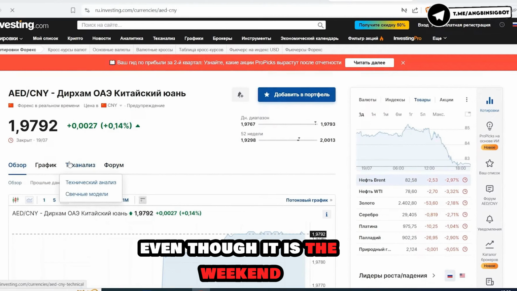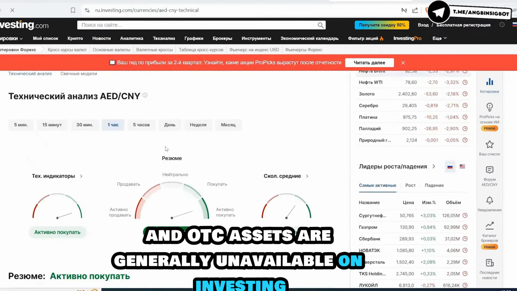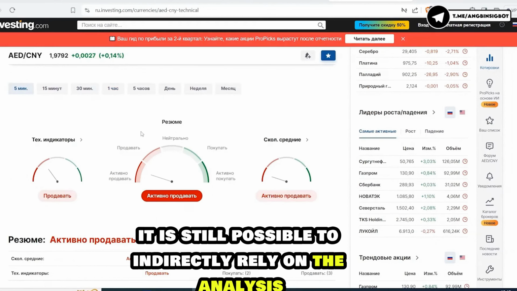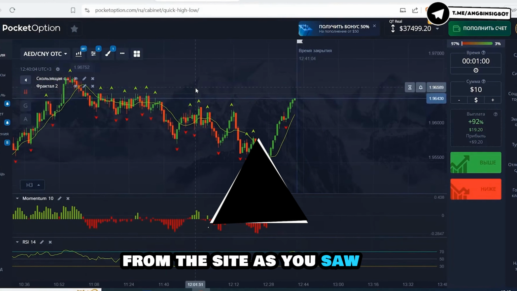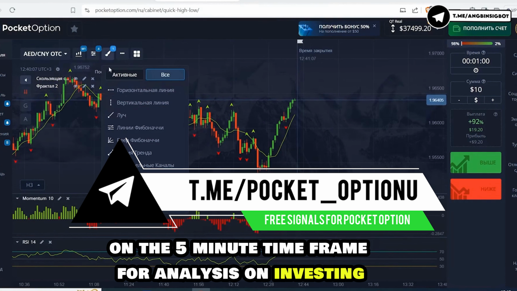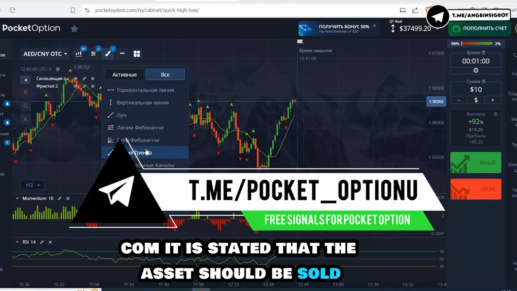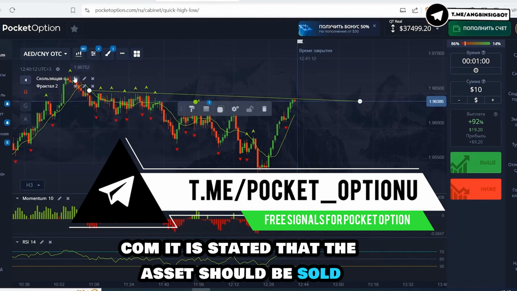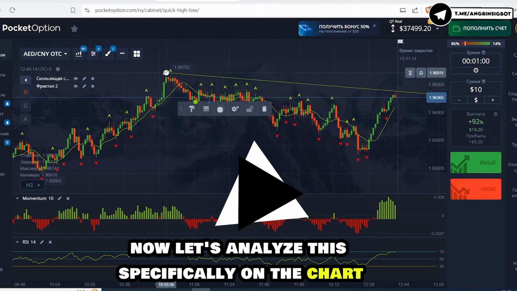Even though it is the weekend and OTC assets are generally unavailable on investing.com, it is still possible to indirectly rely on the analysis from the site. As you saw on the 5-minute time frame for analysis on investing.com, it is stated that the asset should be sold. Now let's analyze this specifically on the chart.